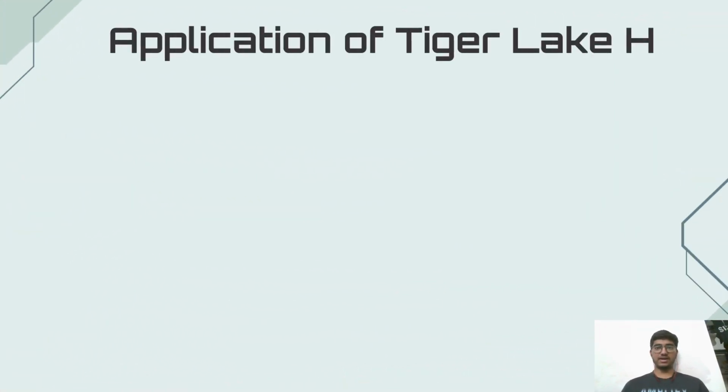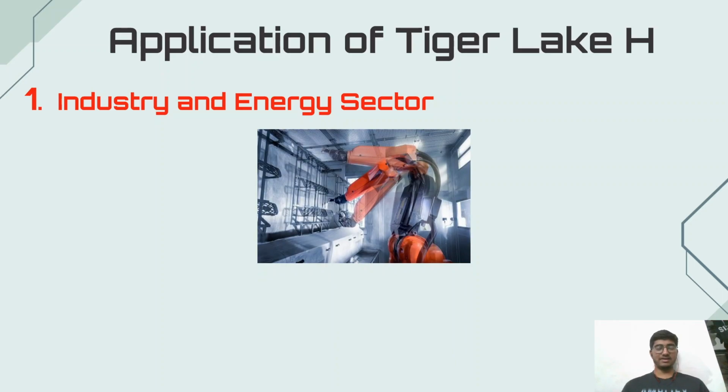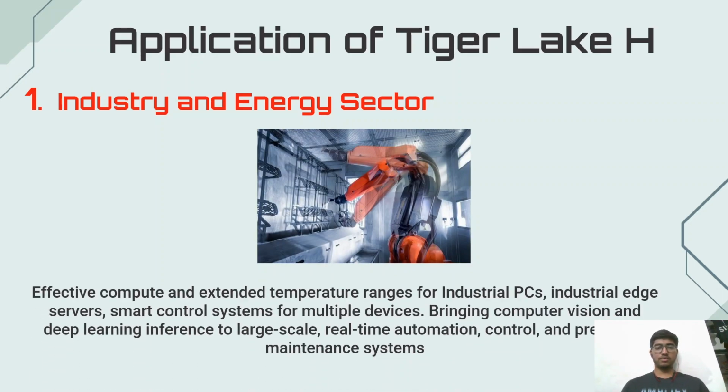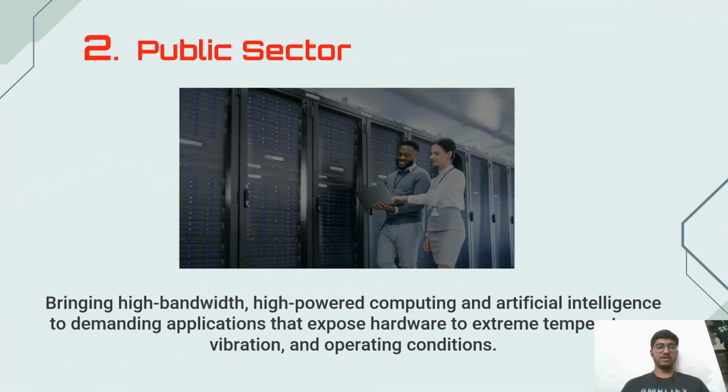Now, applications of Tiger Lake Edge. There are many applications, but we are seeing only five. So the first one is industry and energy. In the energy sector, effective compute extends temperature ranges for industrial PCs, industrial edge servers, and smart control systems for multiple devices, bringing computer vision and deep learning inference to a large scale. Second is the public sector. In the public sector, bringing high bandwidth, high powered computing and artificial intelligence to demanding applications that expose hardware to extreme temperature, vibration and operating conditions.